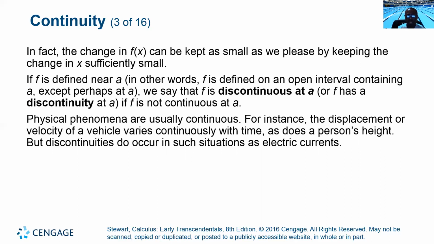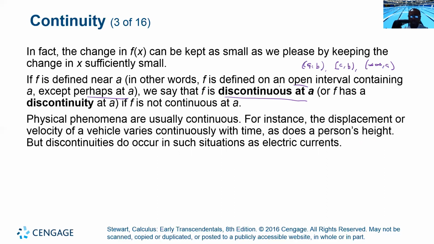Okay. Now, if f is defined near a, that is, as x approaches a, it is defined. In other words, f is defined on an open interval. Now remember, the open intervals are something like a, b, it is open. Or you can have brackets on one end and then b, that's an interval. You can have infinity, negative infinity, a, that's also an interval. So we say that f is defined on an open interval containing a, except perhaps at a. We say that this function f is continuous at a.